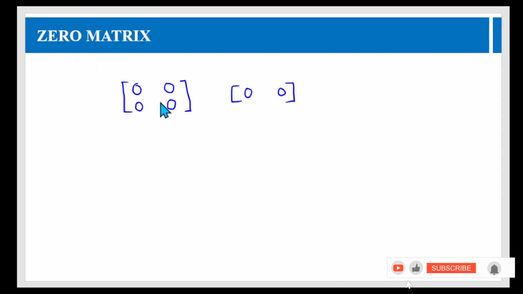A matrix in which all the elements are zero is called as zero matrix.